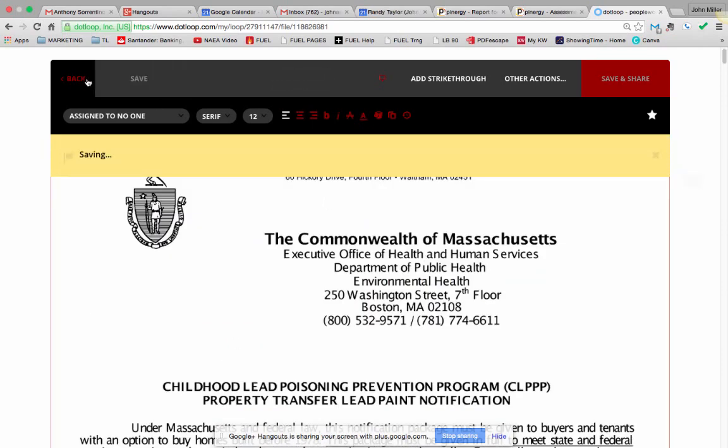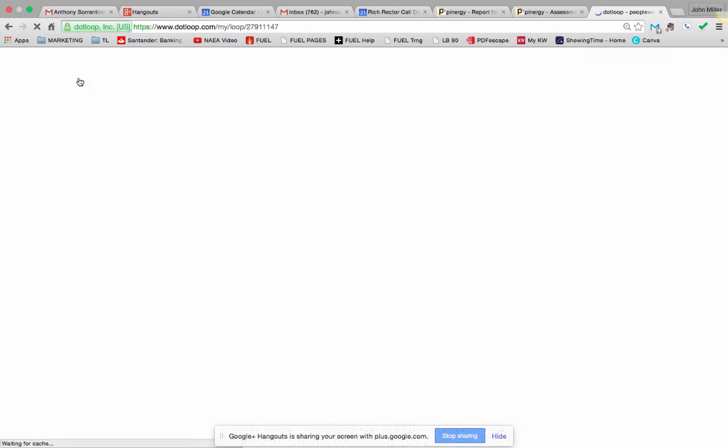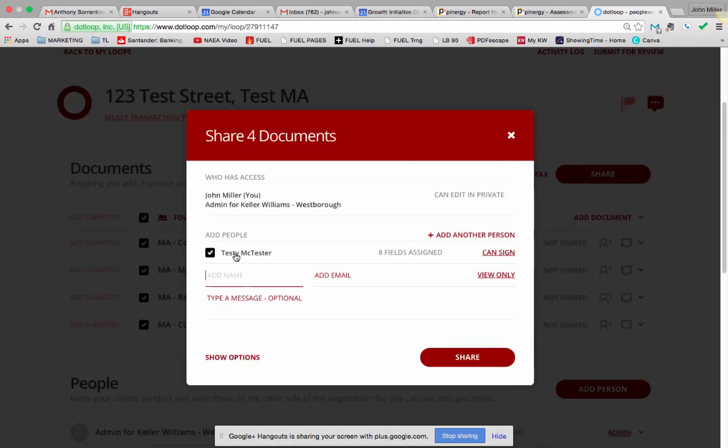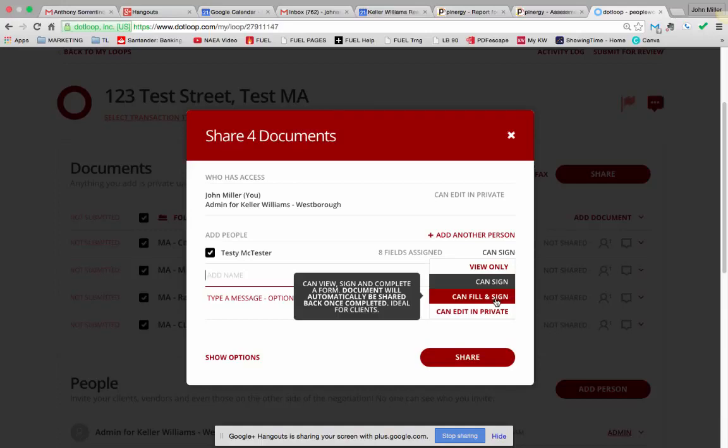So you save that, you go back, you get the buyer to sign it first. You can do this right with you when you're in front of the buyer if you want as well, and they can sign all these things on their phone. I'm going to share it now. All these forms will be sent to Testy McTester to their email address, and they have 8 fields that they can sign. I could make it so that they could fill in and sign if they want to change anything on the form. They can actually edit the documents before they sign them.